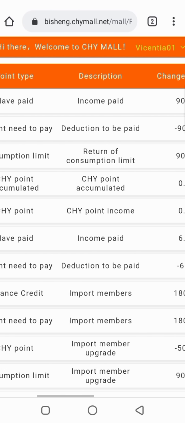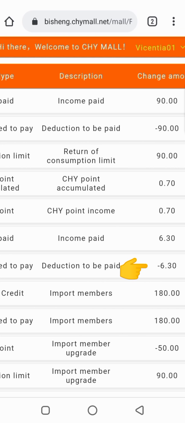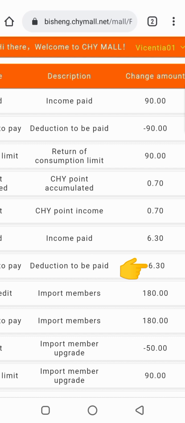We have amount to pay, deduction to be paid, minus 6.30. The reason is that my account was credited. This was previously a VIP2 account, and on a VIP2 account, every 10 to 12 days you earn $7. Now this is why we have the minus 6.30 here. Let's go back to the calculator.